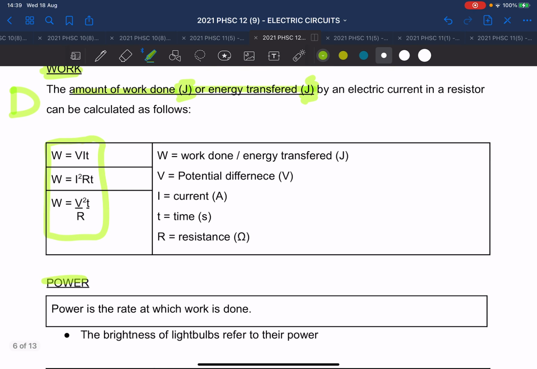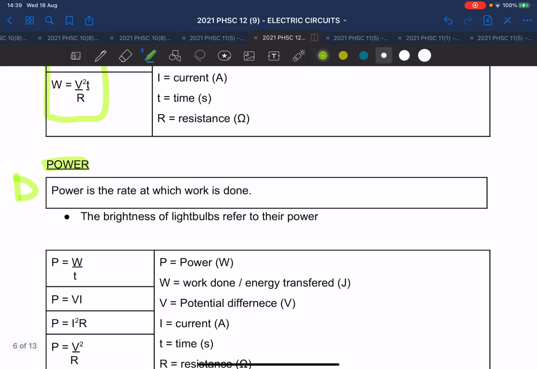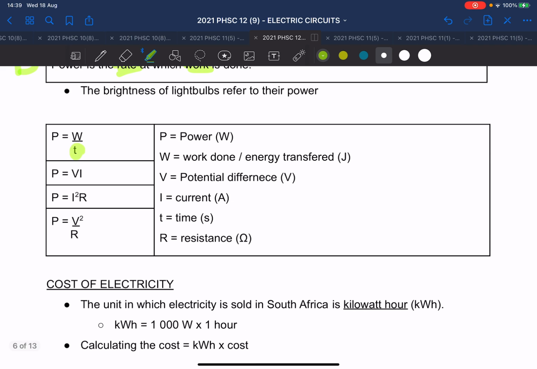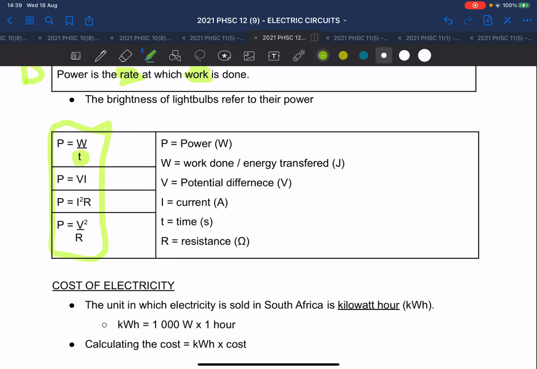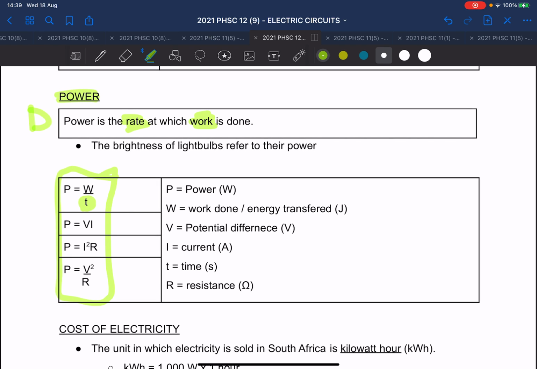Then we have power. What is power? The definition there: power is the rate at which work is done. And I told you, if you hear the word rate, you must think divided by time. So here we can see we divided it by time. And there are a few other formulas also to calculate the power with. Just if they ask you in an exam, and they have done that, and we're going to look at a question paper like that, determine the brightness of this light bulb. You must know brightness is linked with power. The watts is linked with the power.